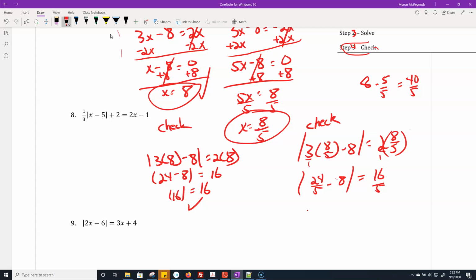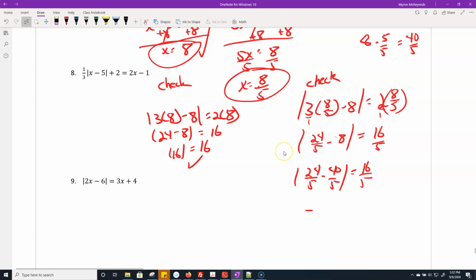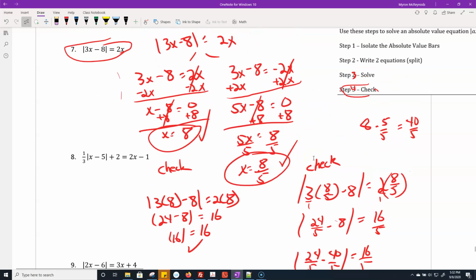So down here we've got 24 over 5 minus 40 over 5, which is the absolute value of negative 16 over 5. 24 minus 40 is negative 16, equals 16 over 5. And is that true? Yes, it is. That would flip positive, that absolute value. So both answers check out, and your two correct answers are x equals 8 and x equals 8 over 5.